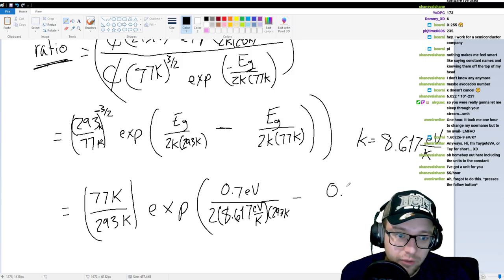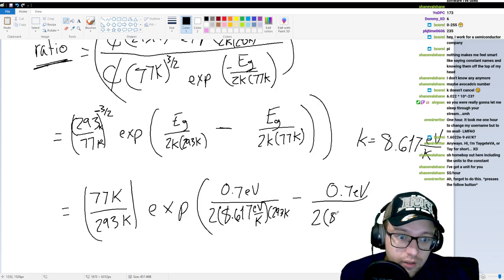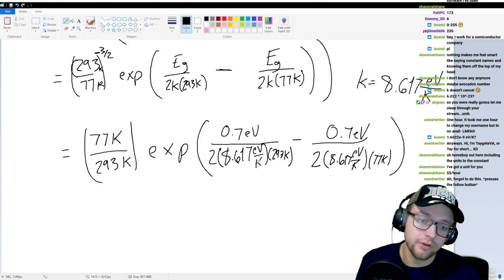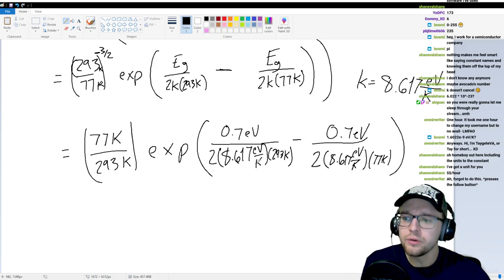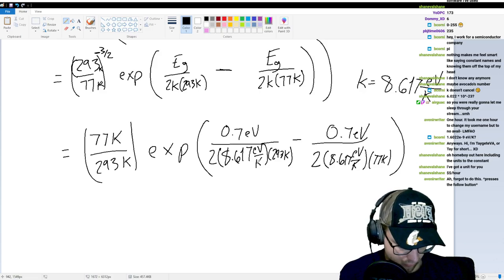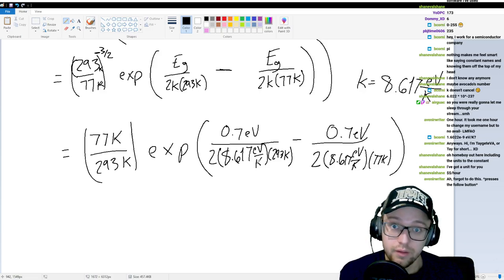So we got 8.167 EV per K times 293K minus 0.7 EV over 28167 EV per K over 77K. And this is our answer. I mean, we have numbers for everything, but of course, when you work with scientists and engineers, they're all like, what's the real number here?